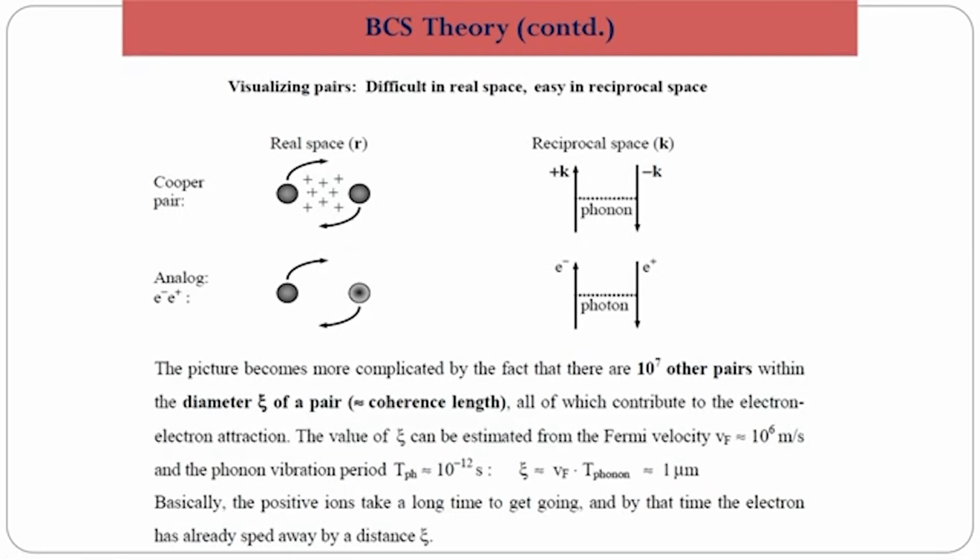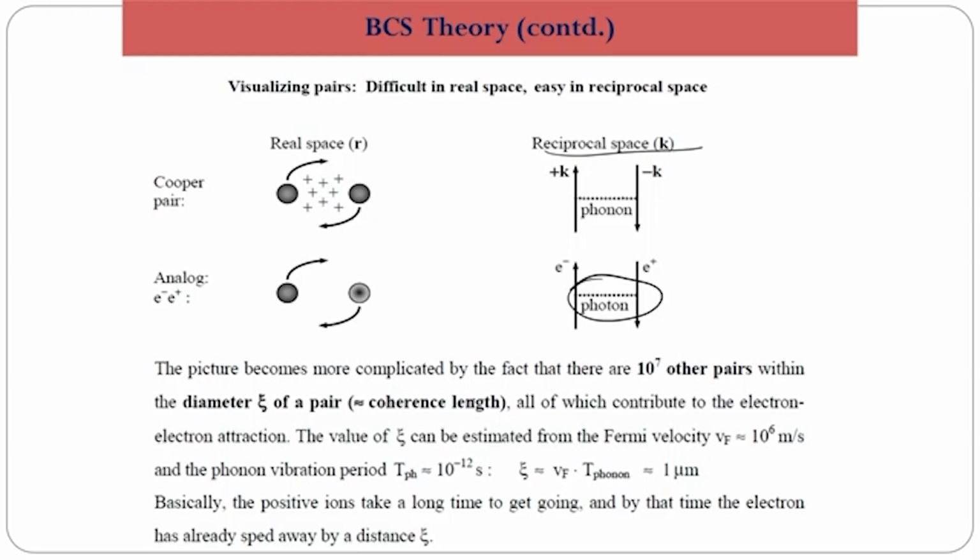So in real space, we have these two electrons forming a pair, which is analogous to the electron-positron pair in nuclear physics or high energy physics. But it is easier to visualize in reciprocal space, where there are plus k and minus k mediated by phonons. They form a bound pair, and in the electron-positron pair, that is by electromagnetic radiation, or a photon.